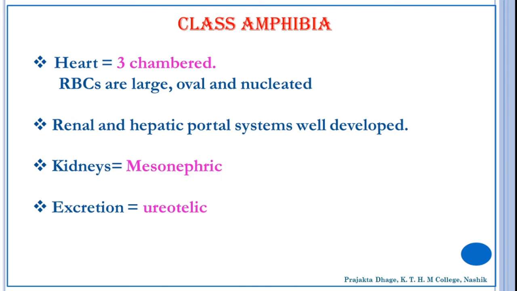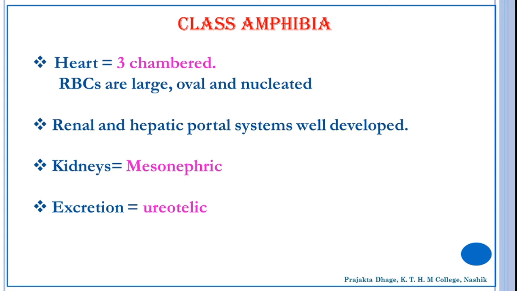The next point that we are going to see is the heart. Now the heart is 3-chambered. Sinus venosus is present. Aortic arches are around 1 to 3 pairs. RBCs are large, oval and nucleated in these organisms. Renal and hepatic portal systems are well developed. Mesonephric kidneys are present in these organisms.